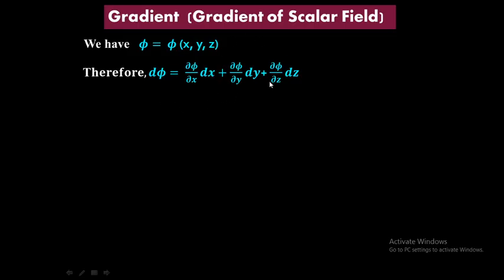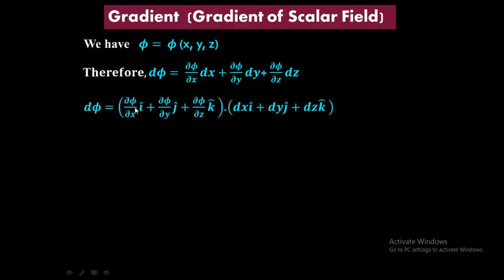So the right hand side of this expression can be written in the form of dot product of two vectors. This can be written as del phi by del x i plus del phi by del y j plus del phi by del z k, dot dxi plus dyj plus dzk. If we take this dot product between these two vectors, we will again get this.